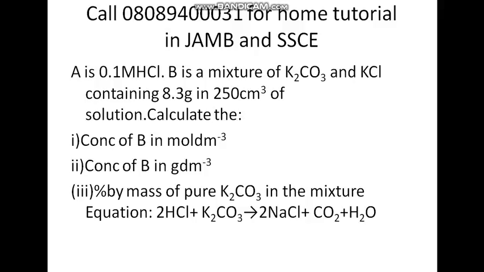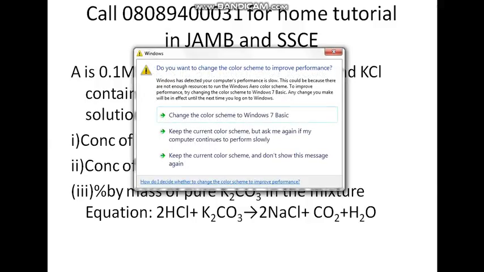A is 0.1 mole per dm cube HCl solution. B is a mixture of K2CO3 and KCl salt containing 8.3 gram in 250 cm cube of solution. Calculate the 1. Concentration of B in mole per dm cube. 2. Concentration of B in gram per dm cube. 3. Percentage by mass of K2CO3 in the mixture.